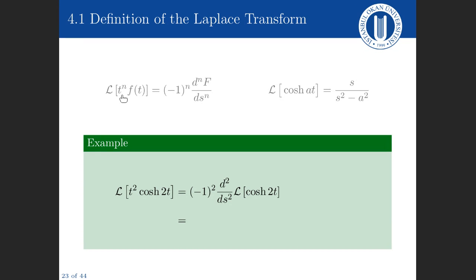So first of all, using the left formula with n equal to 2, this is equal to minus 1 to the power 2, and then 2 derivatives of the Laplace transform of cosh 2t. Minus 1 squared, of course, is just plus 1. The Laplace transform of cosh 2t is s divided by s squared minus 2 squared. And you know how to use the quotient rule to calculate a derivative like this. You can check that this is 2s, s squared plus 12 divided by s squared minus 4 to the power 3.